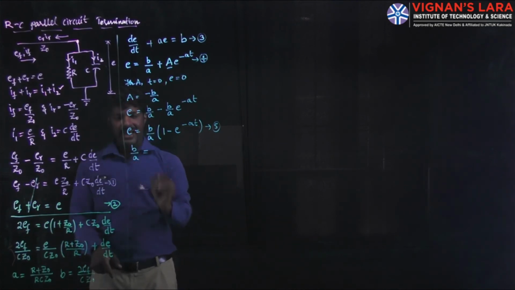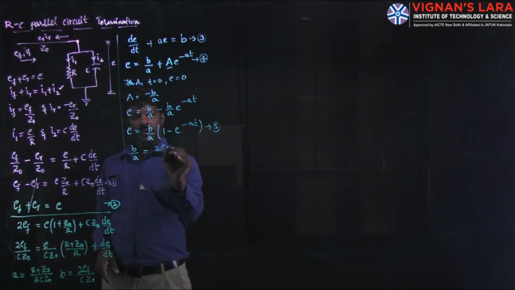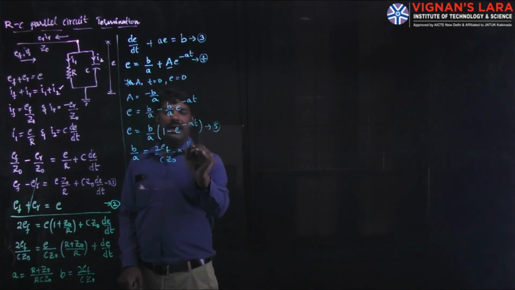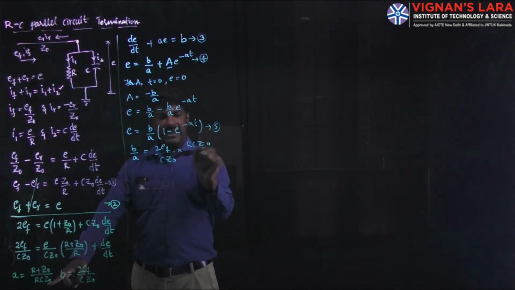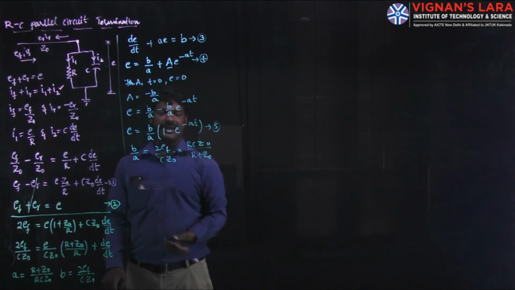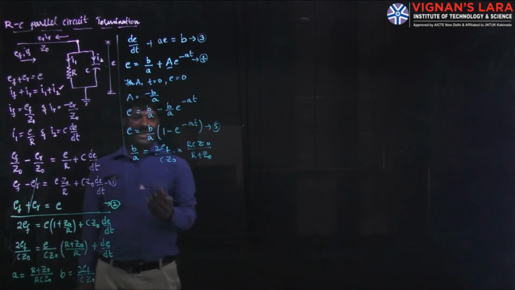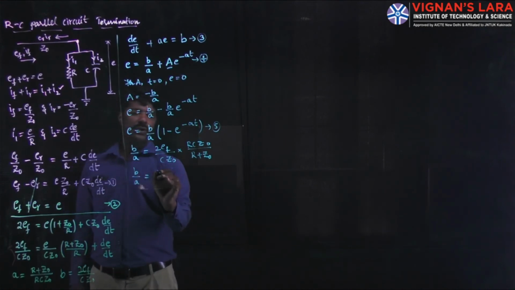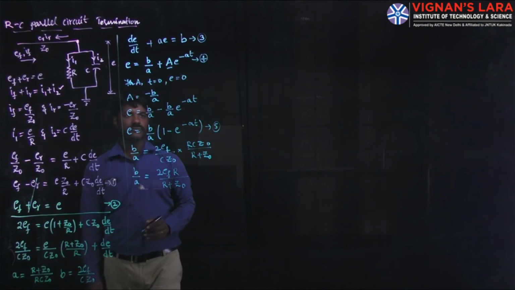The B by A value is 2EF by CZ naught, to be multiplied with RCZ naught by R plus Z naught, as we know B and A separately. CZ naught gets cancelled and we will get this B by A ratio as 2EFR by R plus Z naught. This is the B by A value.